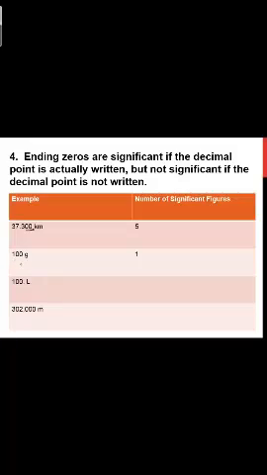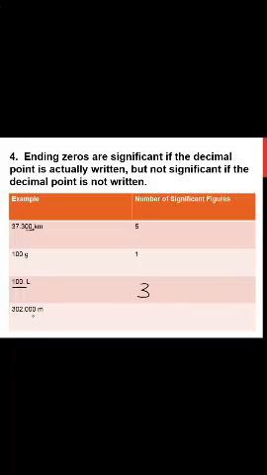Here, when we have 100 grams, there's no decimal point. So these zeros that are at the end do not count. So we would just report 1 significant digit. I know it doesn't look like much of a difference, but that decimal point says that we were accurately able to measure 100 liters. And so that decimal point makes these ending zeros count. And so here we have 3.